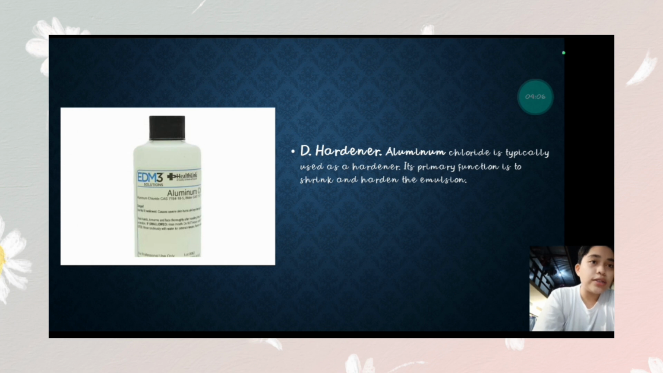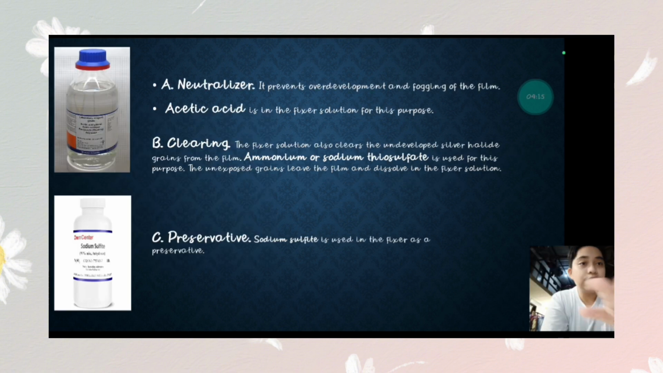Its primary function is to shrink and harden the emulsion. This is what makes the developed paper stick, the block itself. The neutralizer prevents overdevelopment and fogging of the film. The fixer solution also clears the underdeveloped silver halide grains from the film. And the preservative makes the image last longer.